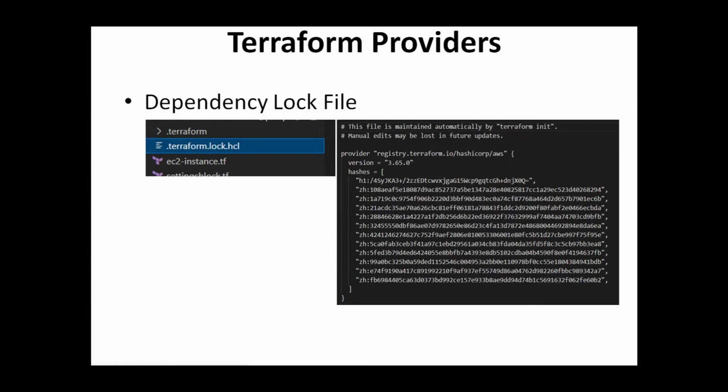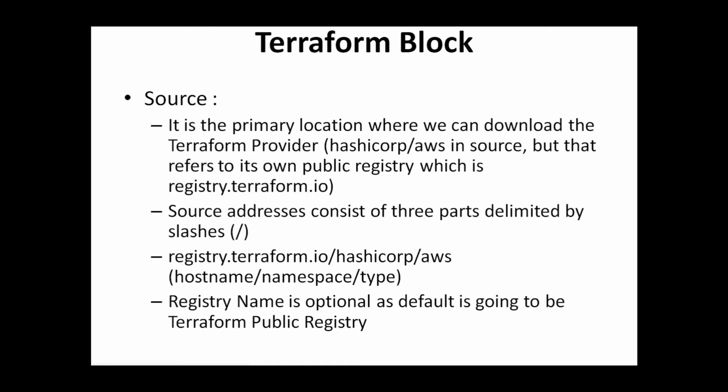So the source address consists of three parts delimited by slashes, as you can see here: registry.terraform.io slash hashicorp slash AWS, where registry.terraform.io is the hostname, hashicorp is the namespace, and AWS is the type. The registry name is optional, as the default is going to be the Terraform public registry.